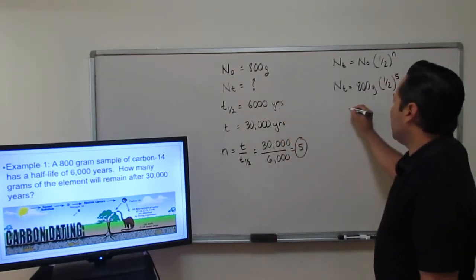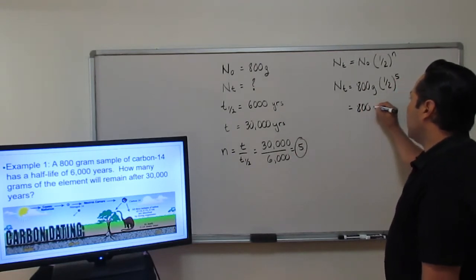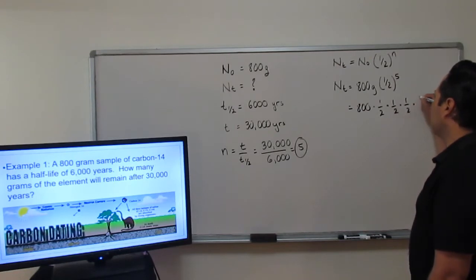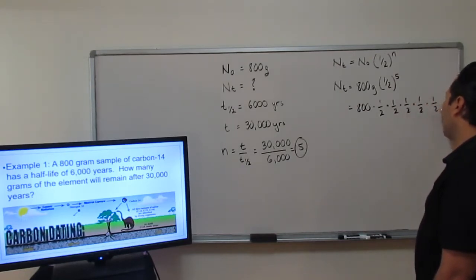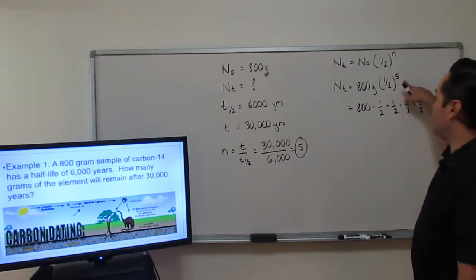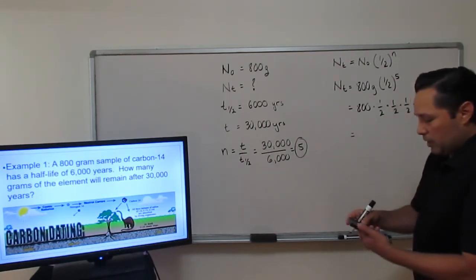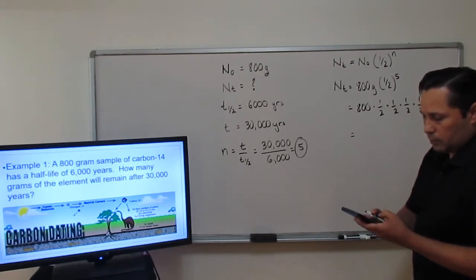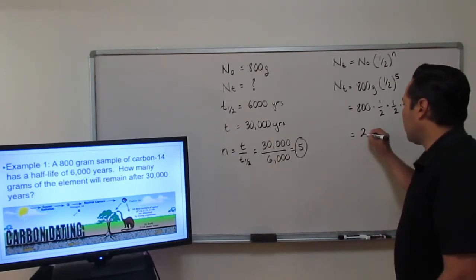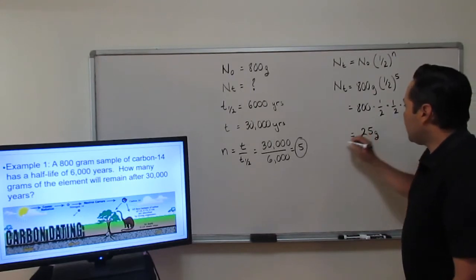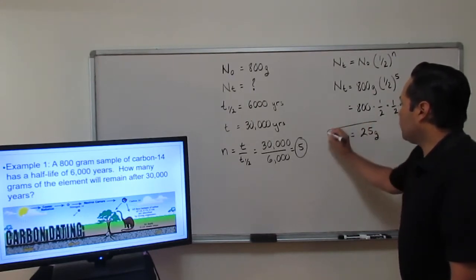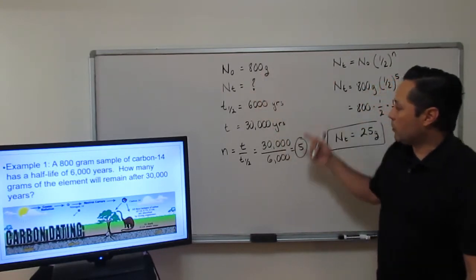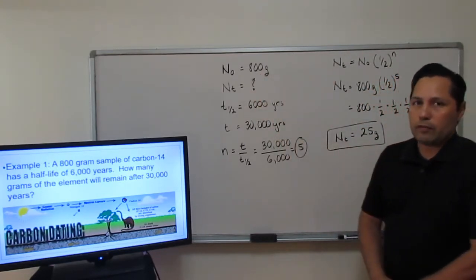Another way of looking at it, you might say, well, it's 800 times a half, times a half, times a half, times a half, times a half. Notice I put it 5 times because it is to the 5th power. Let me put it into a calculator. The answer is 25 grams. That's how much remains after 30,000 years. Initially we had 800 grams. After 30,000 years we only have 25 grams.